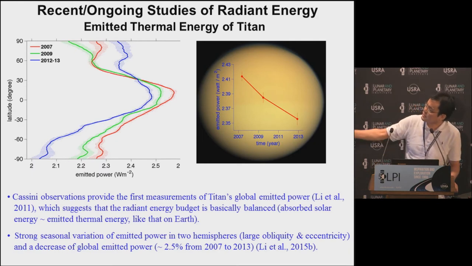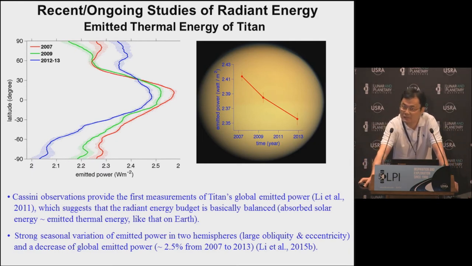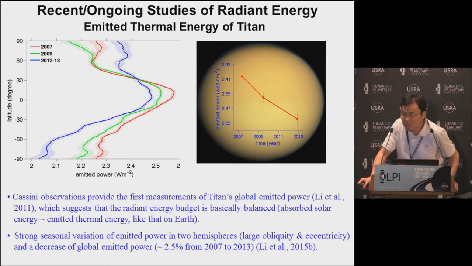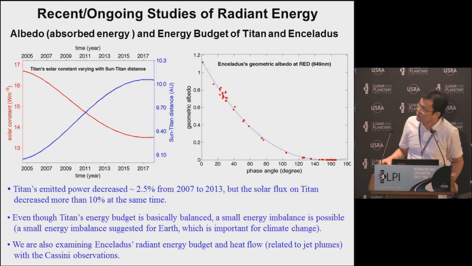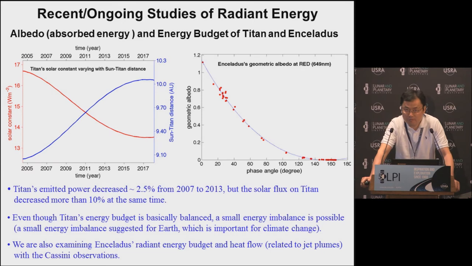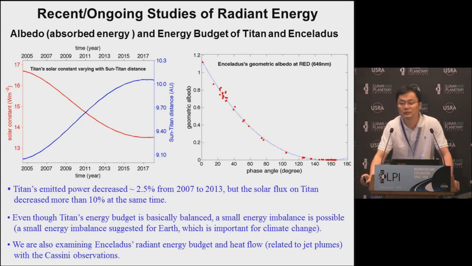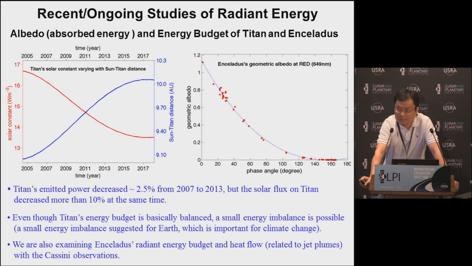Okay. This panel shows the global average emitted power of Titan from year to year. Basically from 2007 to 2013, you can find the global average emitted power decreased with time. Roughly it decreased 2.5% from 2007 to 2013. At the same time, solar flux decreased more than 10% from 2007 to 2013. This figure shows the distance between Titan and the Sun increased, so the solar flux decreased more than 10%. That means it's still possible a small energy imbalance happens over there on Titan.